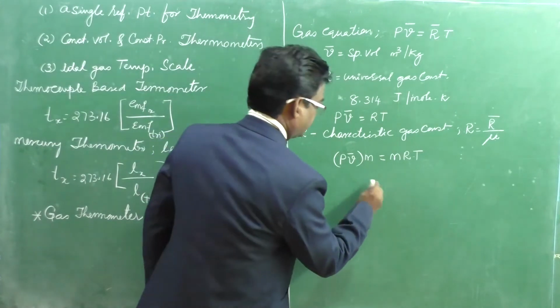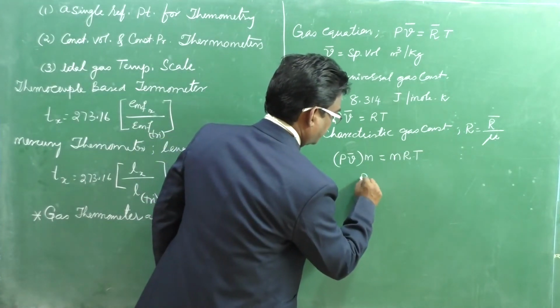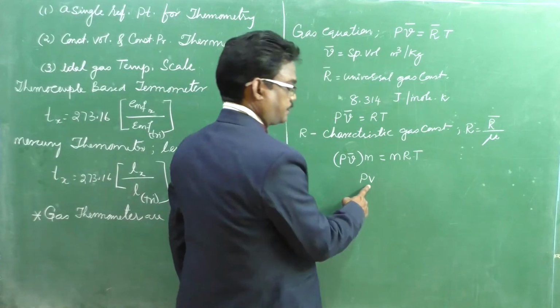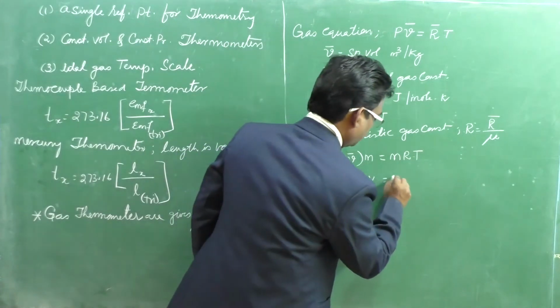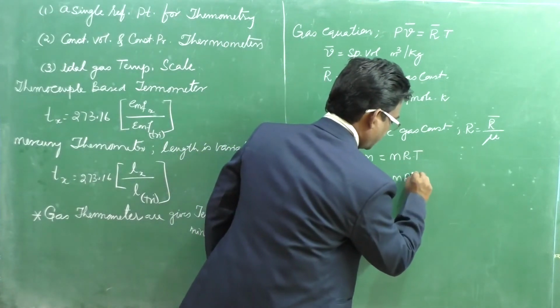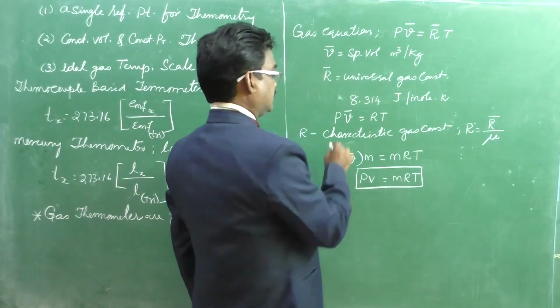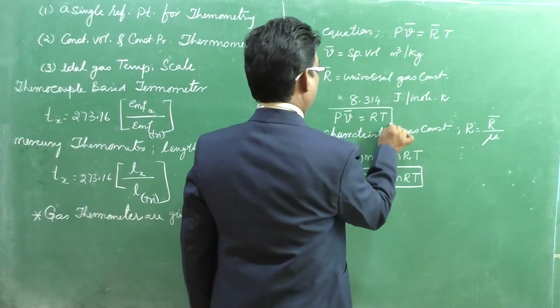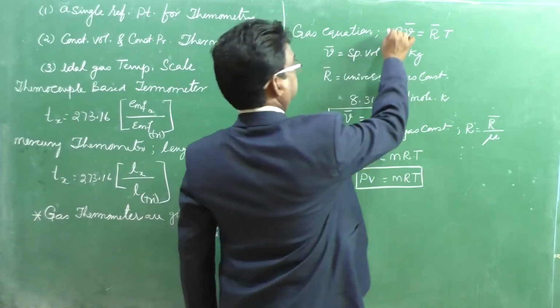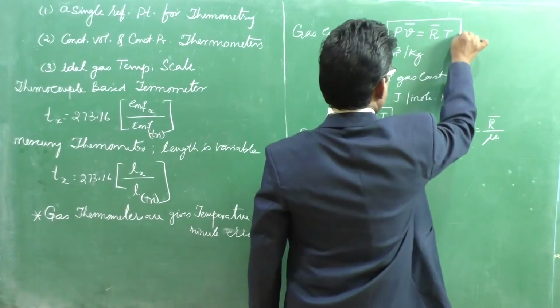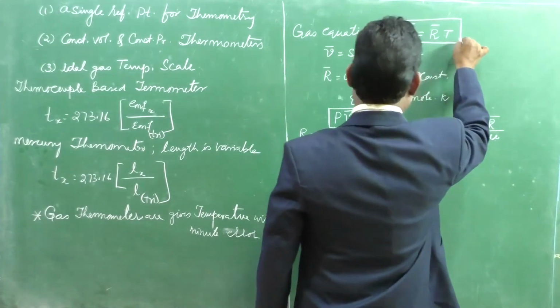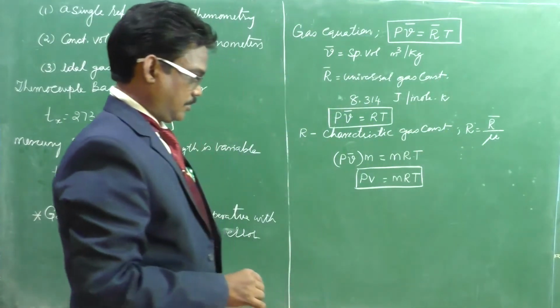Okay. Therefore, we can write PV, where V represents total volume, PV equal to mRT. Okay, this is one equation. This is by considering the universal gas constant. These equations students need to remember.